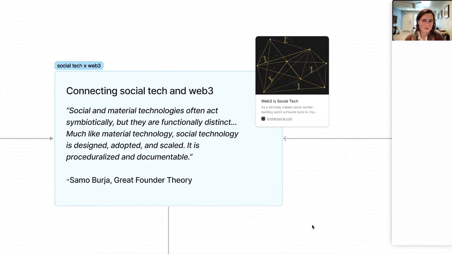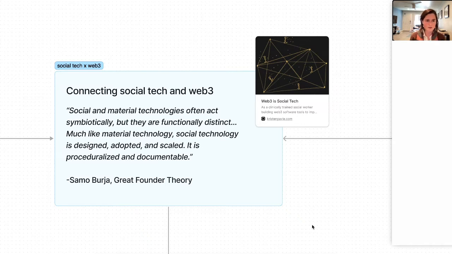So the way that social and material interact, I have a quote here from Samo Burja, who is an intelligence analyst and researcher. He has an intelligence agency that informs global leaders in primarily politics and global civilization design. So big thinker. "Social and material technologies often act symbiotically, but they are functionally distinct. Much like material technology, social technology is designed, adopted, and scaled. It is proceduralized and documentable." So the point that I'd like everyone to take from this is that social tech is a technology unto itself.